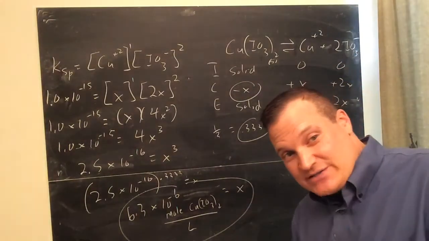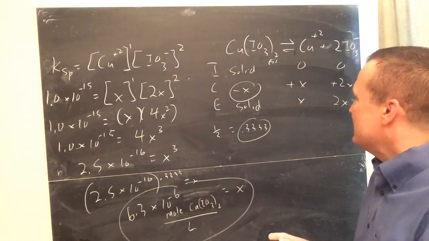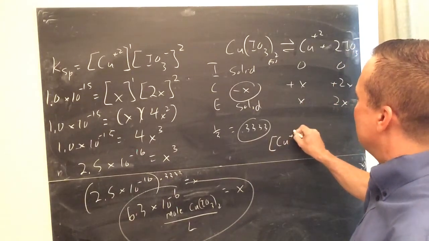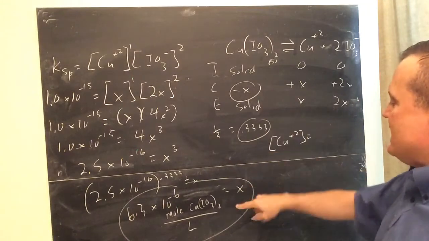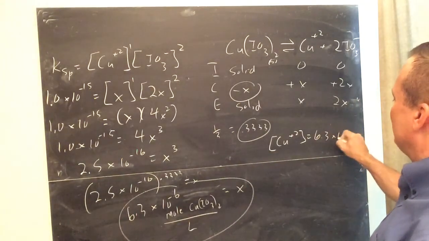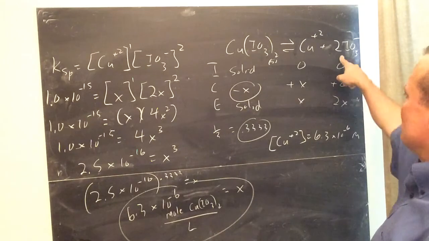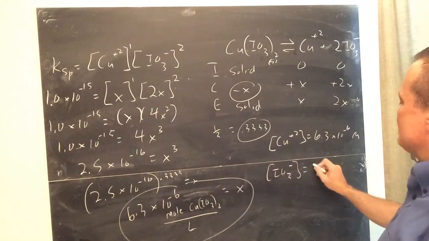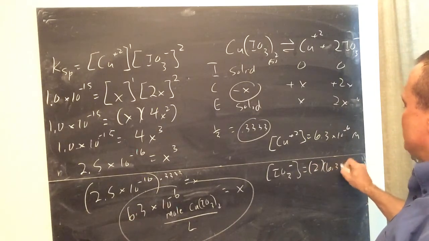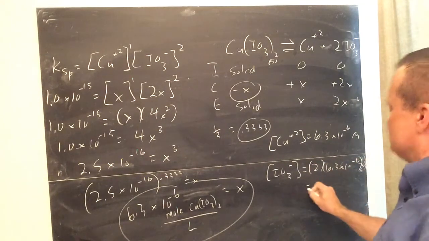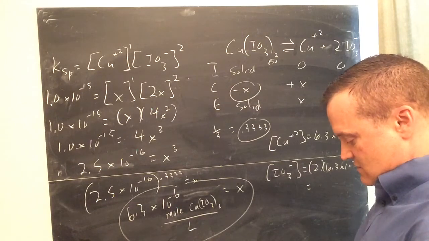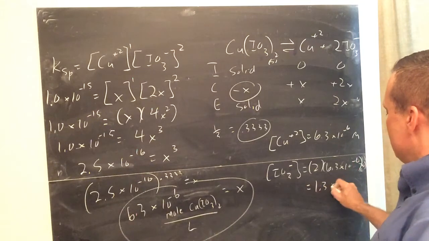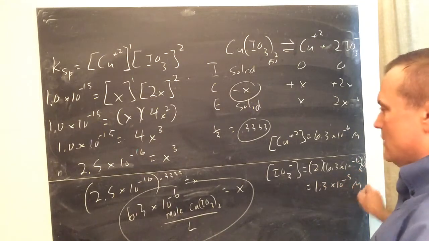Now, here's what they could also ask you, but they didn't do it on this question. They could say, what's going to be the molarity of copper plus 2 in the saturated solution? And it's just going to be x. So it's also going to be 6.3 times 10 to the negative 6 molar. What's the molarity of iodate in the saturated solution? If they ask you that, it's 2 times x, 2 times 6.3 times 10 to the negative 6, which is, oh no, I erased it on my calculator, 1.3 times 10 to the negative 5 molar.